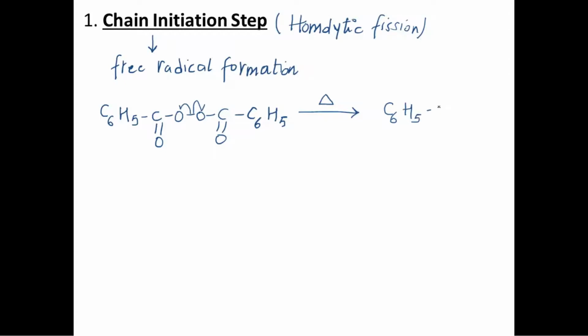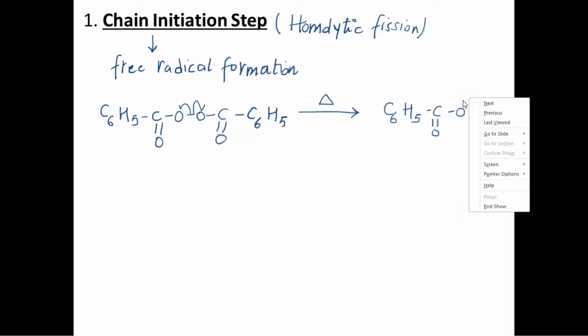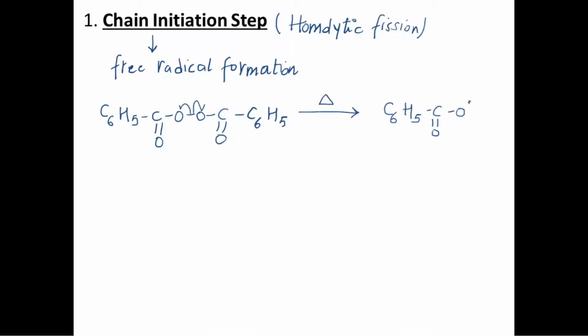C6H5COO. Now the free radical is here. Since two free radicals are formed, I write it as 2C6H5COO, and this is the free radical which is formed. It is better you write it in this manner. It will be helpful for you.